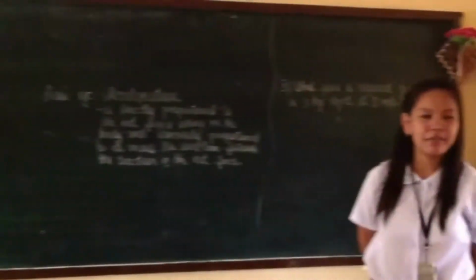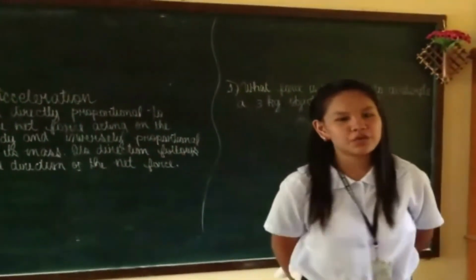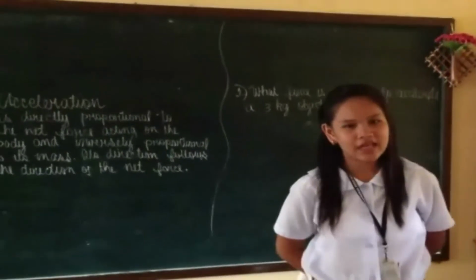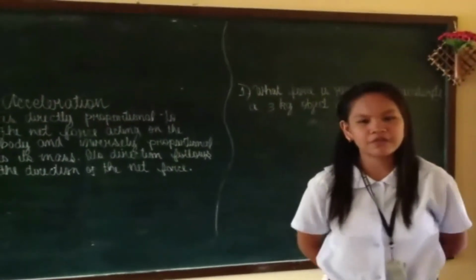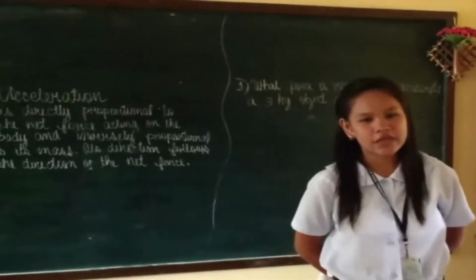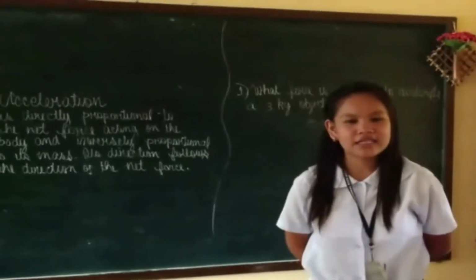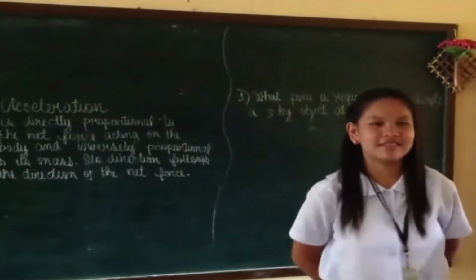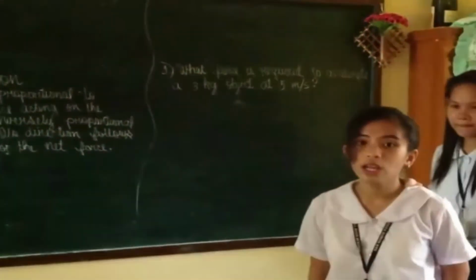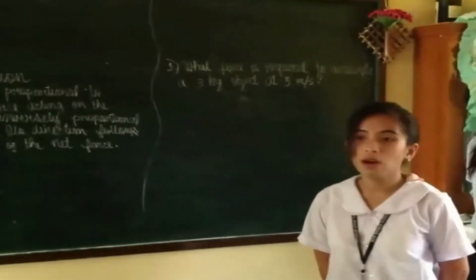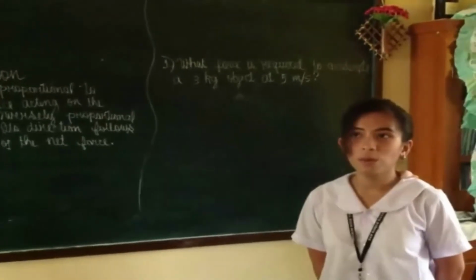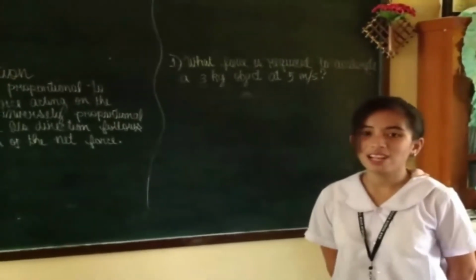One of the examples of law of acceleration is the moving of a car. When the gas pedal is pressed, the car is moving forward, accelerating. When the brakes are pressed, the car is decelerating. To find the force of acceleration, we have a formula: F is equal to mass times acceleration.